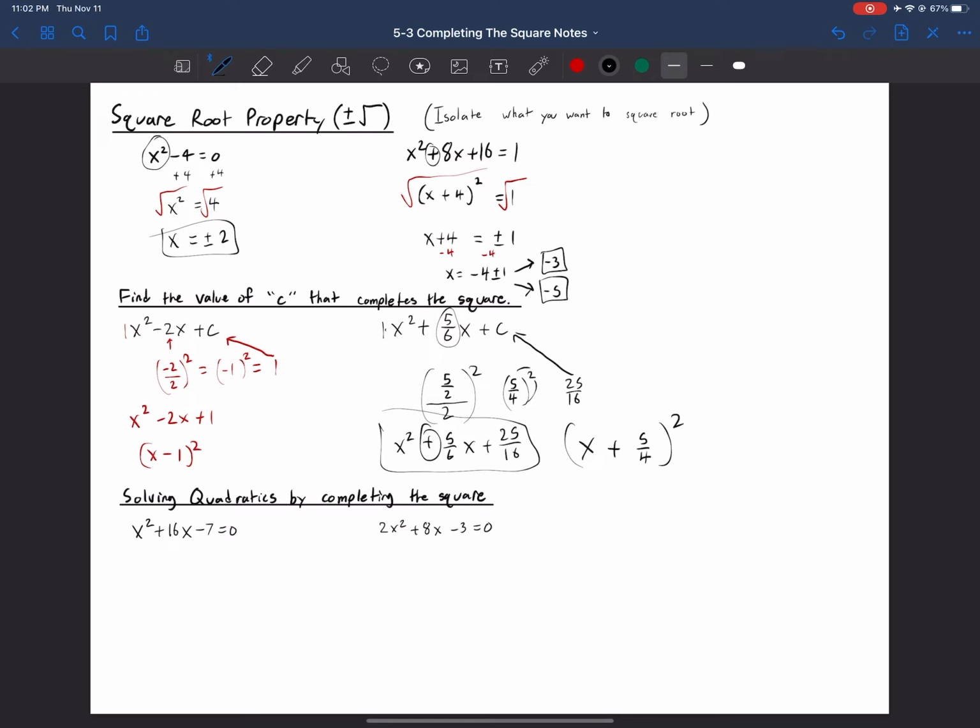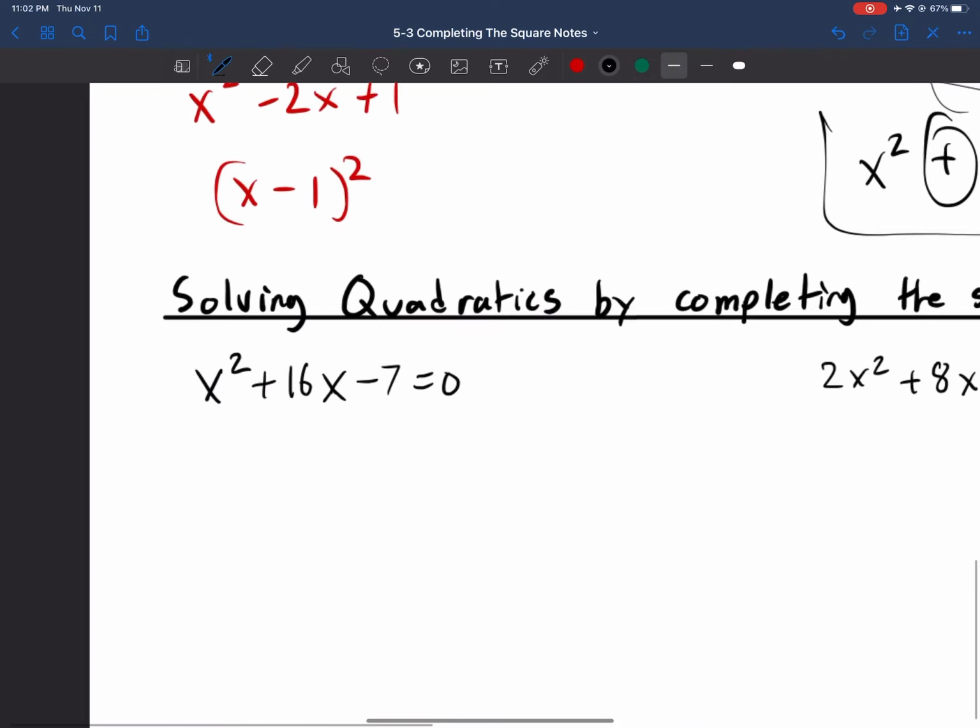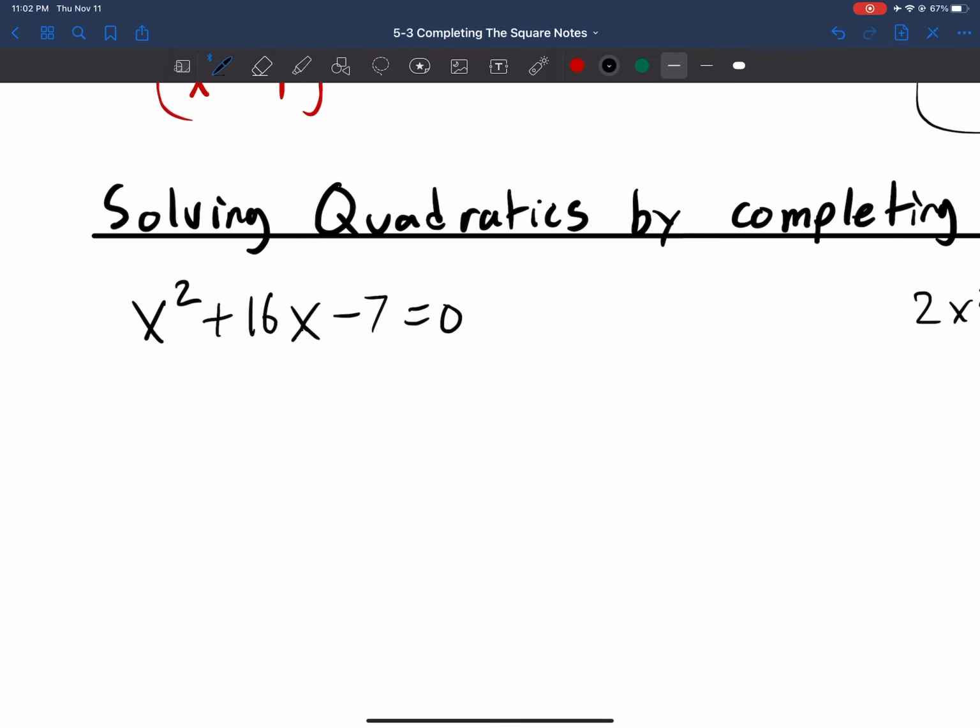Now, how do we use this to solve? Well, suppose I have x squared plus 16x minus 7. My method one is, can I factor this? So, two numbers that multiply to -7 but add to 16. No, not possible. Especially because 7 is prime. Go on to square root method. I can't square root this whole thing because there's too many x's. This wouldn't be pretty, and I can't isolate this x squared and have this x still be here.